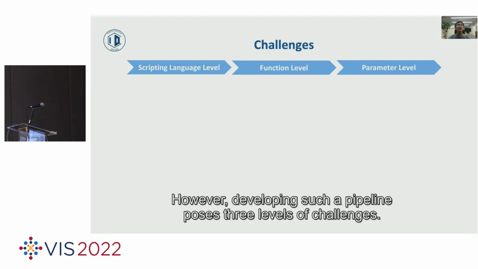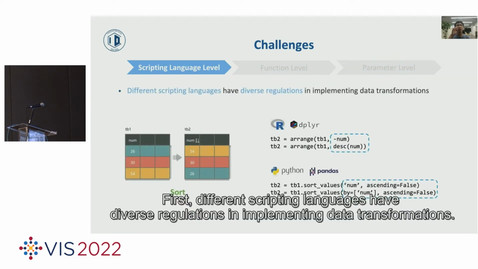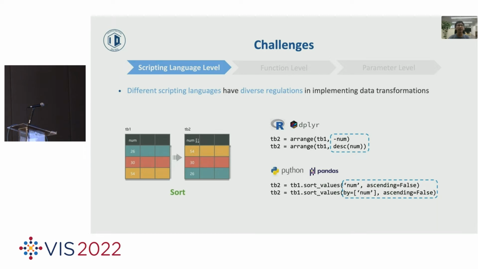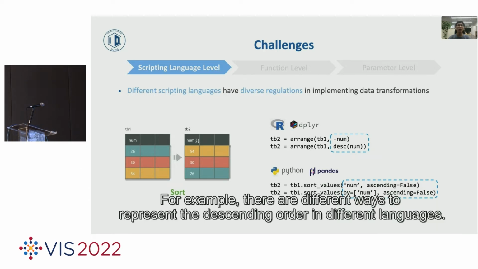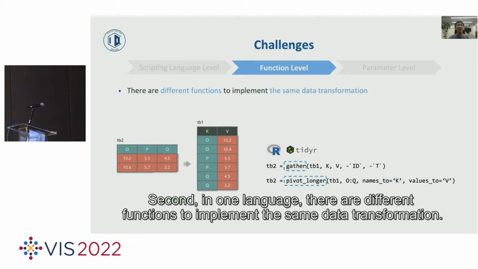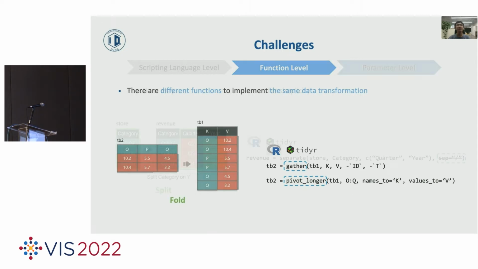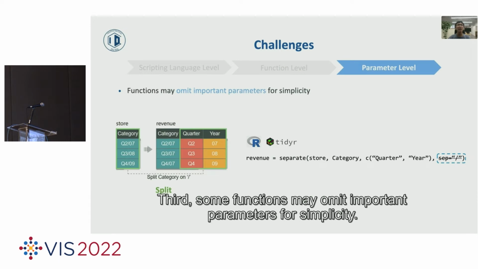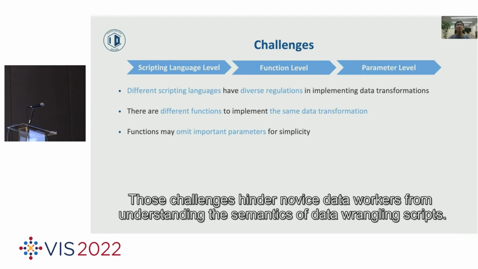However, developing such a pipeline poses three levels of challenges. First, different scripting languages have diverse regulations in implementing data transformations. For example, there are different ways to represent the descending order in different languages. Second, in one language, there are different functions to implement the same data transformation. Third, some functions may omit important parameters for simplicity. Those challenges hinder novice data workers from understanding the semantics of data wrangling scripts.